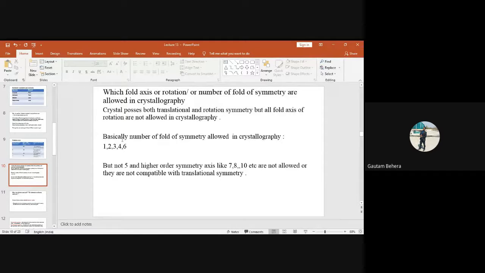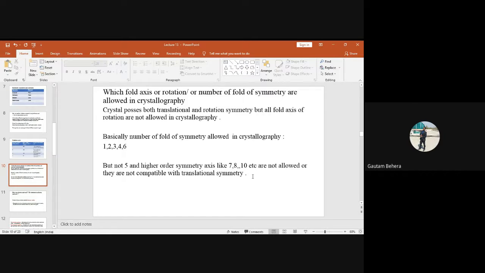So what are those? That is one fold, two fold, three fold, four fold, and six fold. Up to this fold, rotational axes are allowed only. 5 is not allowed, and higher order rotational axes are also not allowed. Like 5 is not allowed, 7 is not allowed, 8 is not allowed, 9, 10, 11, they are not allowed basically. So in crystallography, only 1, 2, 3, 4, and 6 fold axes of rotation are allowed.